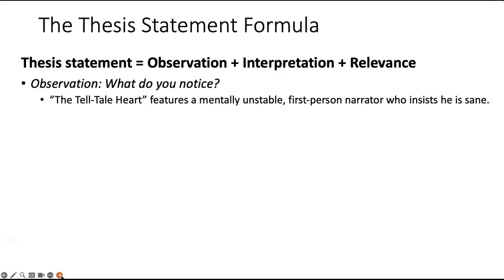So beginning with observation, this is simply what do you notice? Right? And what you notice is typically going to be guided by the kinds of questions I'm asking in the prompt. So here we have an example. The Telltale Heart features a mentally unstable first-person narrator who insists he is sane. Okay, this is a valid observation, but it's a statement of fact, right? This is a good starting point, but it cannot be your stopping point. So now we move from observation to interpretation.